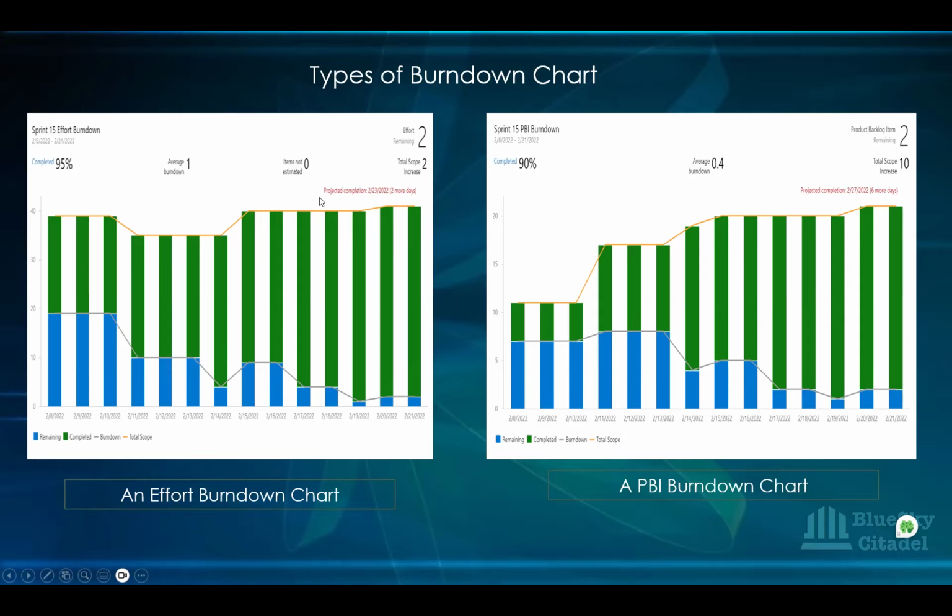And it's giving them a projected completion date here. It's saying 2 more days. So what it's saying is, even though they've come to the end of the sprint, this effort of 2 remaining will take them 2 more days to complete. And it's projecting those 2 more days based on their pace during the sprint, where they're completing work.